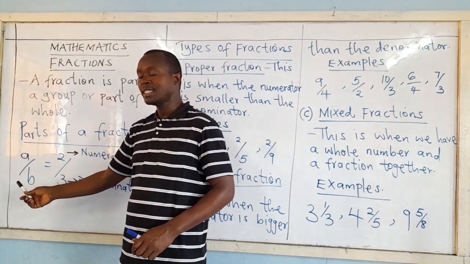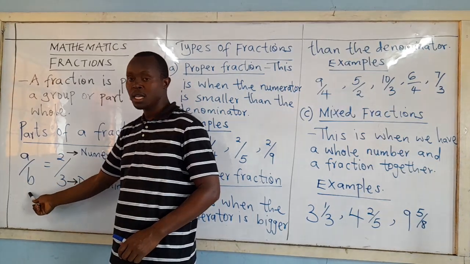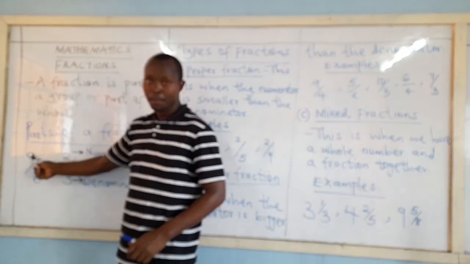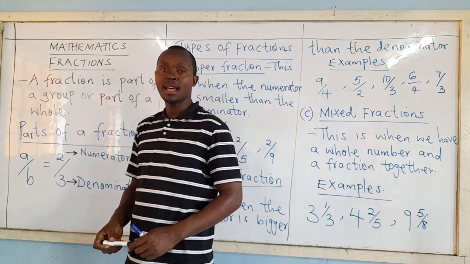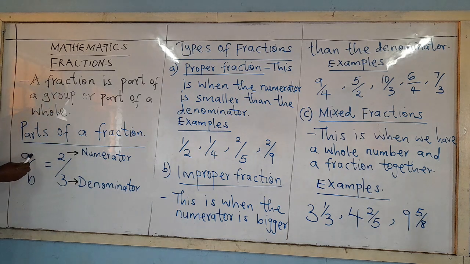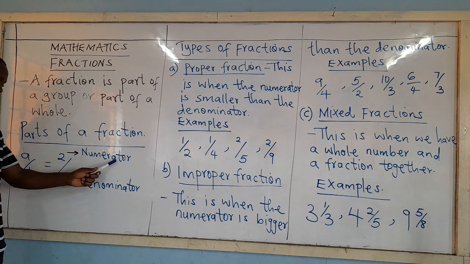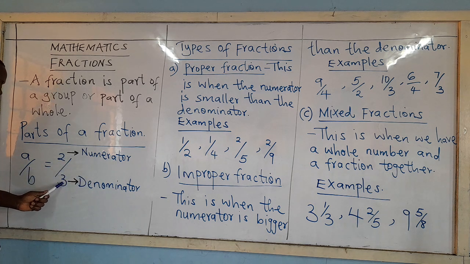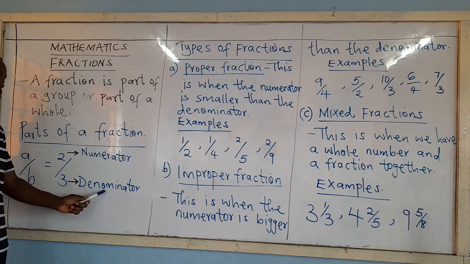If a fraction is written as A over B, where A represents a number and also B represents another number, for instance, A is equal to 2 and B is equal to 3. So we have a fraction here we call 2/3. Then the number at the top is called the numerator and the number at the bottom is called the denominator.